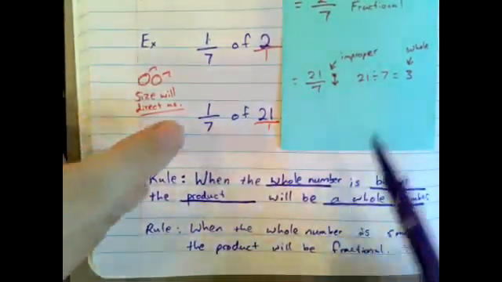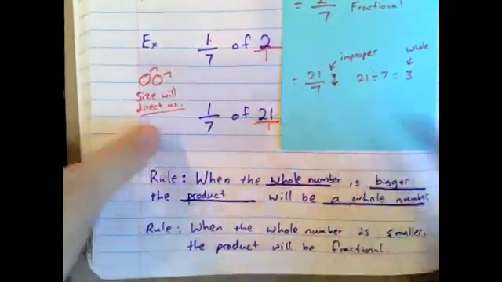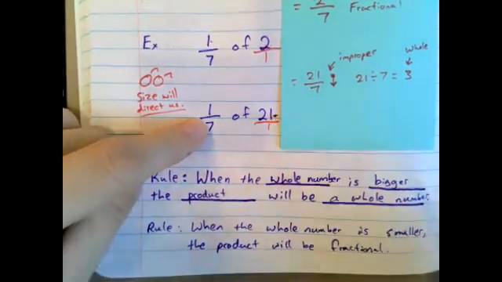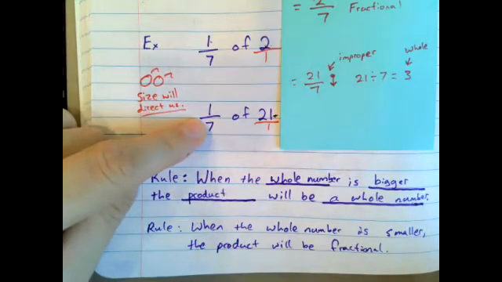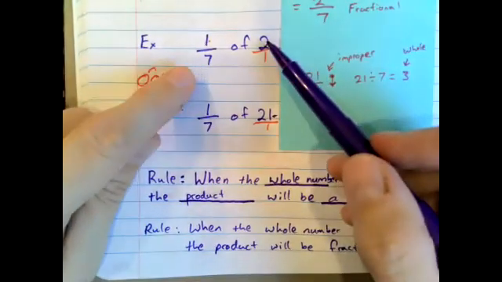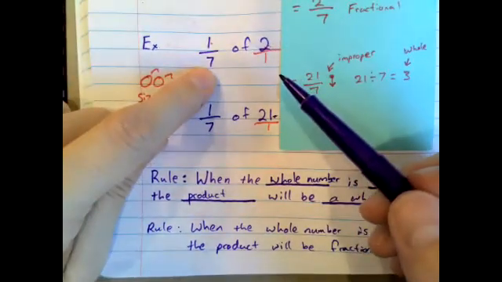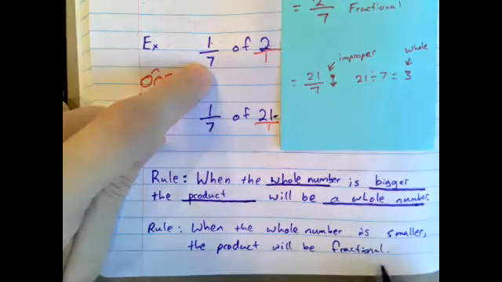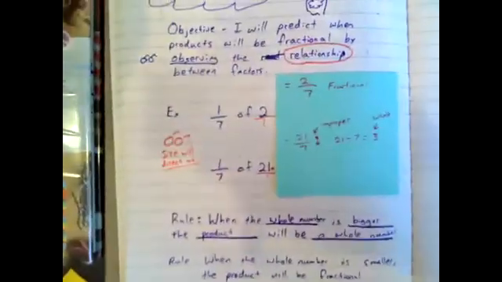So it always has to do with the relationship between the whole number and the denominator. Bigger whole number compared to the denominator, we're going to have a whole number. We might even have a mixed number as the answer. When the whole number is smaller than the number being divided, or the denominator, we're going to end up with a fraction. All right, let's put this theory to the test.